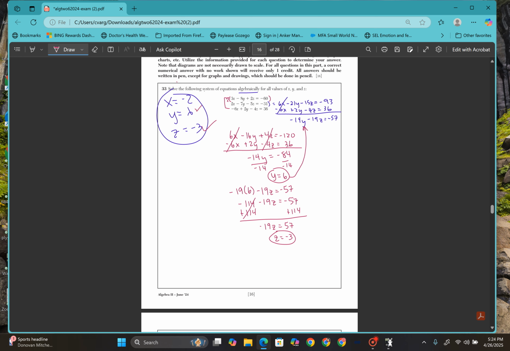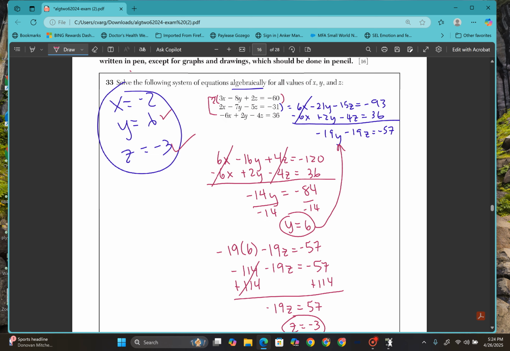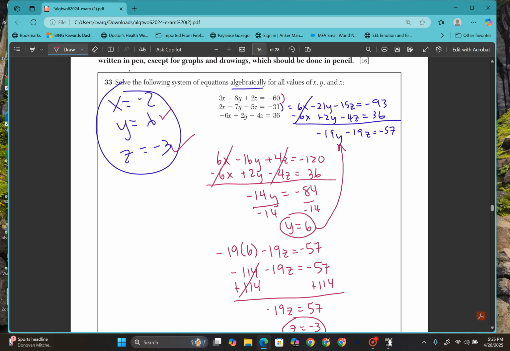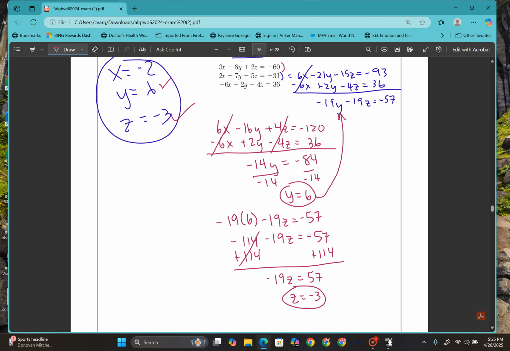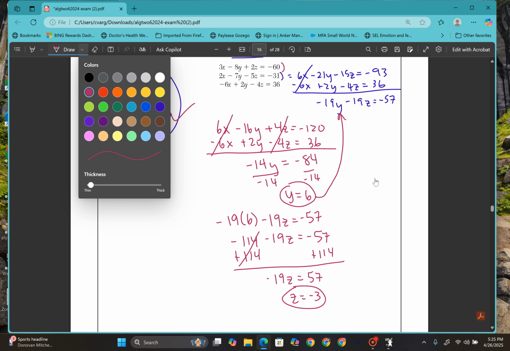Now to get my x, I can plug into any of them, the first one, the second one, or the third one. Why don't I just plug it into the first one just because it looks pretty straightforward. Cool. So I have 3x. Oh, I should do this in a different color. Okay, so you see what I'm doing to get my x.